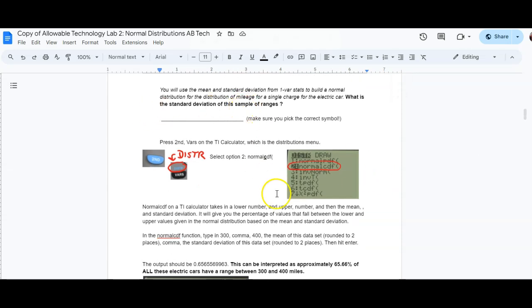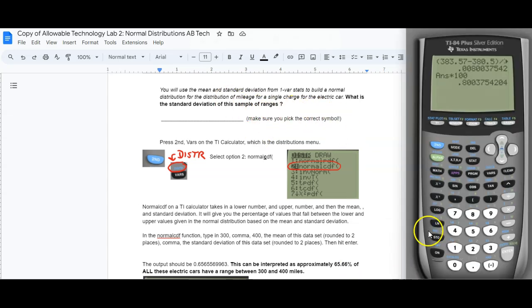All right, it wants to know the standard deviation. You've got to be careful here. Like I said, make sure to pick the correct symbol. Remember on the one var stats, again, I'm going to go back in there. There are two standard deviations. There's one here, the 37.48. There's another here, 36.12. They're both standard deviations, but this is the sample standard deviation, and that's the one we're going to use here. So 37.48.